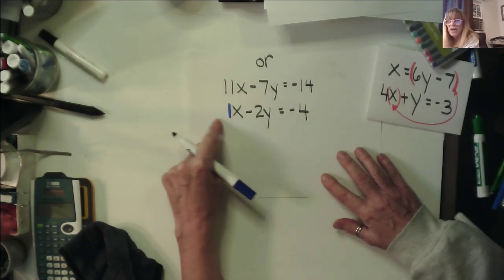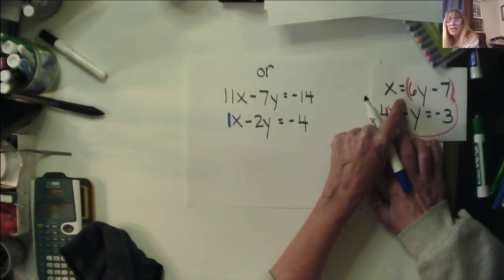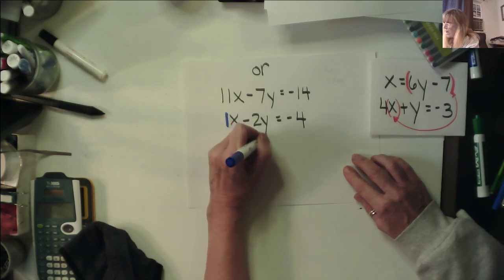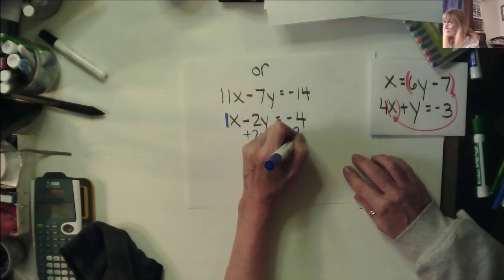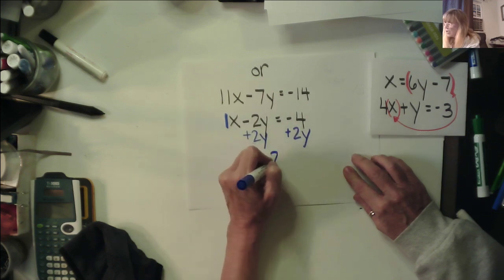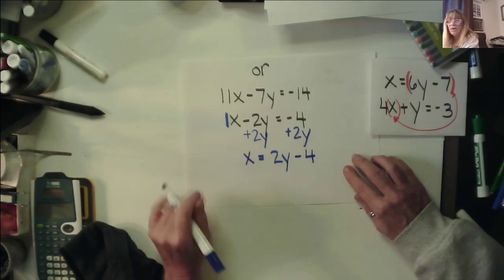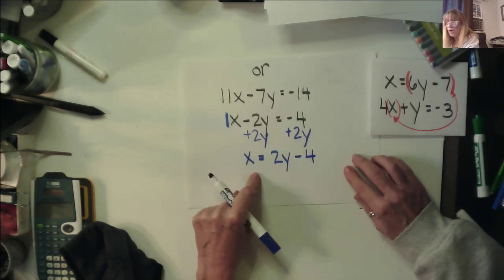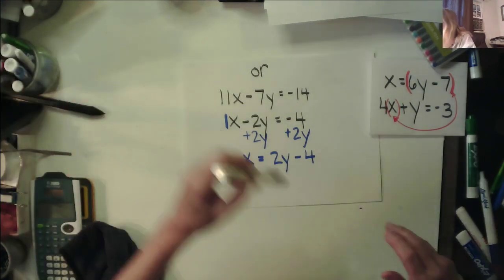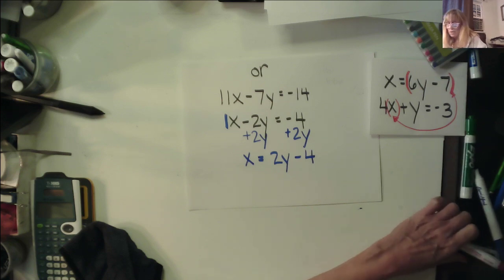So I'm going to change this line here to become something that looks like this. So I'm going to add 2y to both sides. And I end up with x equals 2y minus 4. And now I have a variable all by itself. So let's take, there's my red. So here we go.